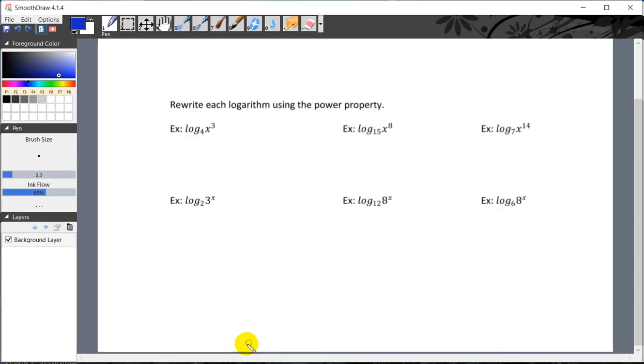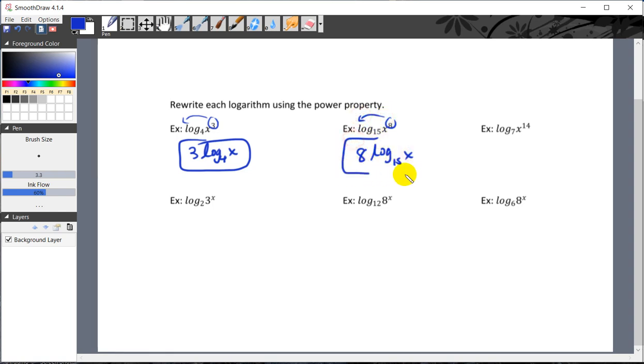Let's go ahead and do some examples. I'm going to rewrite each logarithm using the power property. Basically what I'm doing here is taking this and bringing it down: 3 times log base 4 of x. Take this exponent, bring it down: 8 times log base 15 of x. Take this here, bring it down: 14 times log base 7 of x.